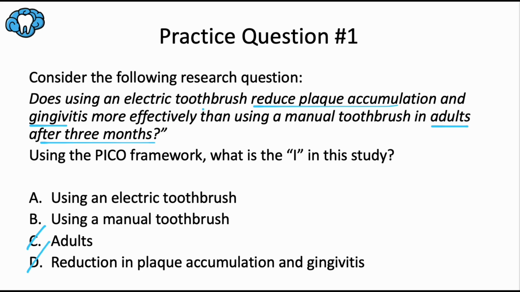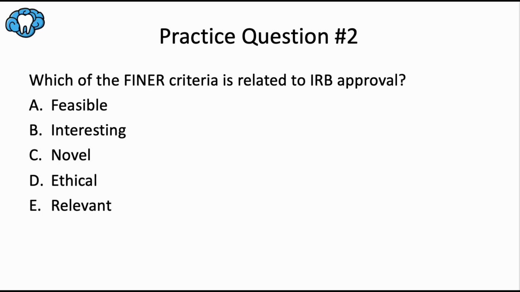And we're left with I and C, our intervention and our comparison, which happen to be the last 2 answer choices we have here. So an electric toothbrush is the intervention that we're using and comparing to the manual toothbrush. So the electric toothbrush is going to be our intervention because we're assessing if it's more effective than comparing to the manual toothbrush use. So the I in this study is going to be answer choice A, using an electric toothbrush. Practice question number 2.